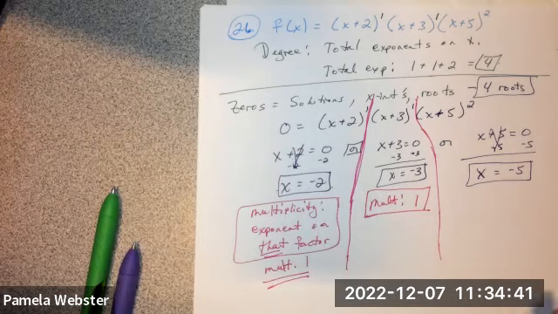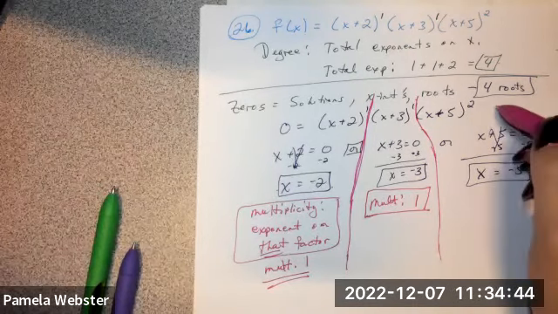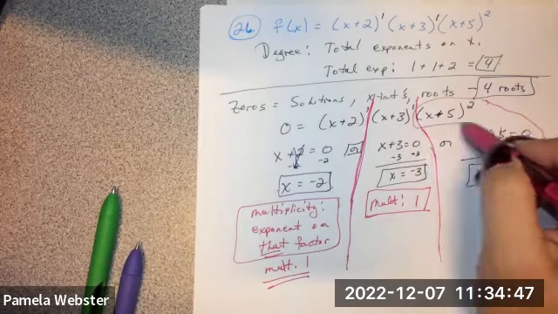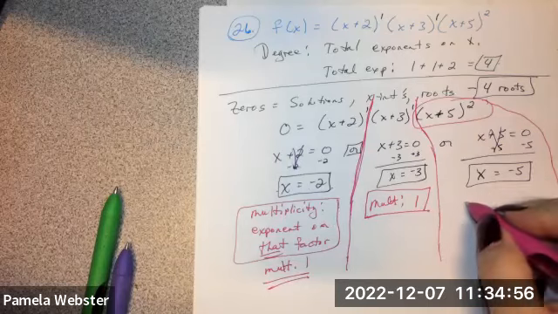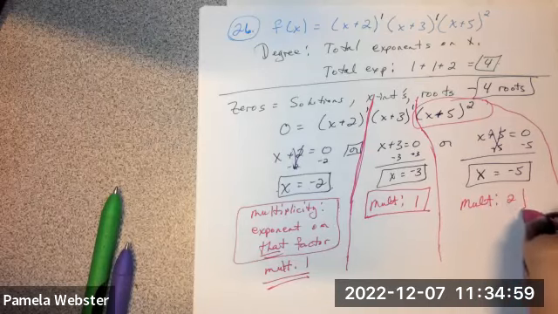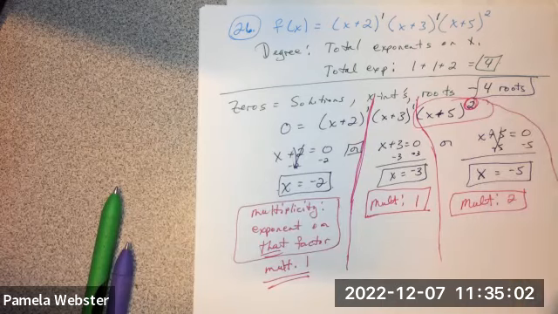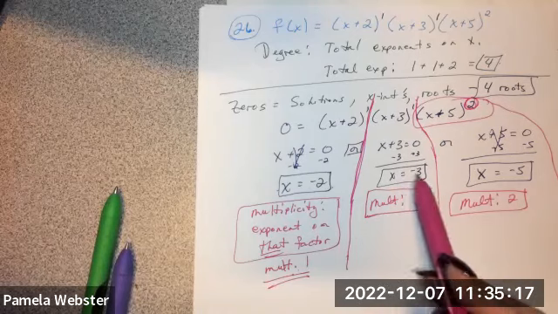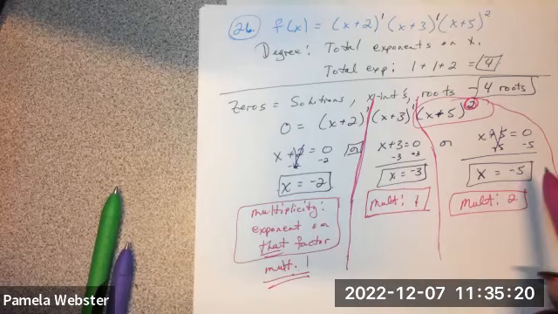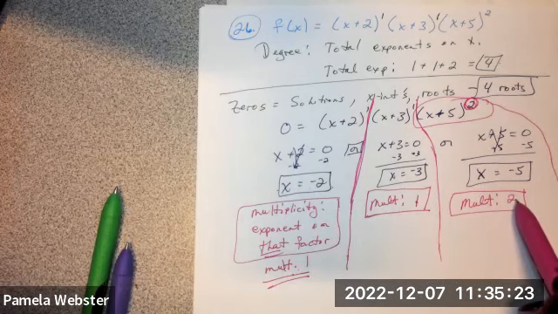And then this last one, x equals -5, came from this factor over here. And what's the exponent on that factor? It's a 2. So that's where we've got the extra root. It has a multiplicity of 2 because the exponent on that factor was a 2. What does that mean? The x equals -2 is one solution. The x equals -3 is one solution. But the x equals -5 is a solution twice.